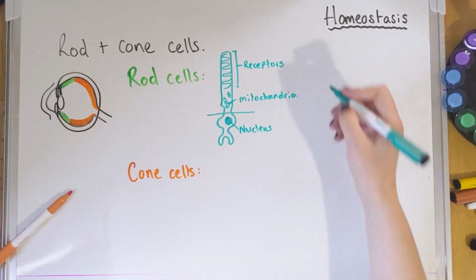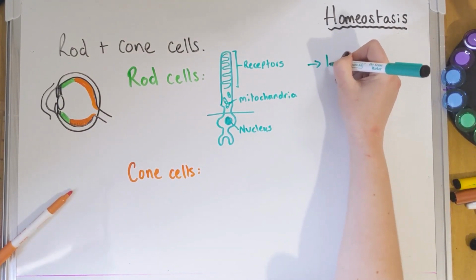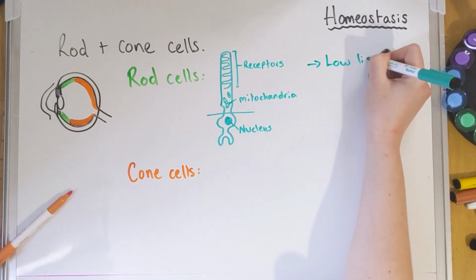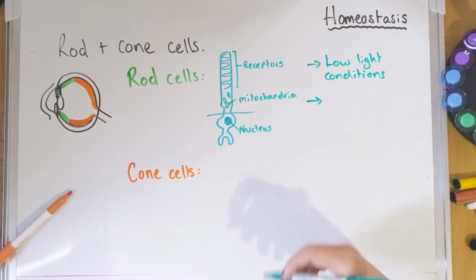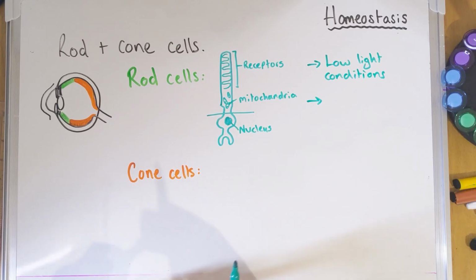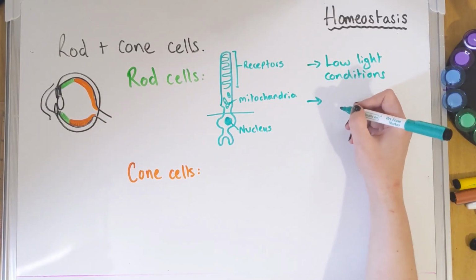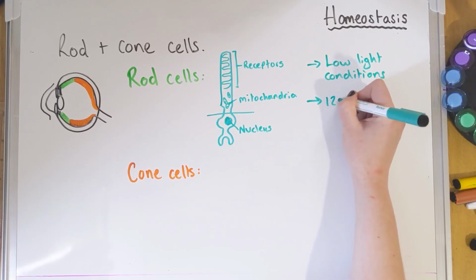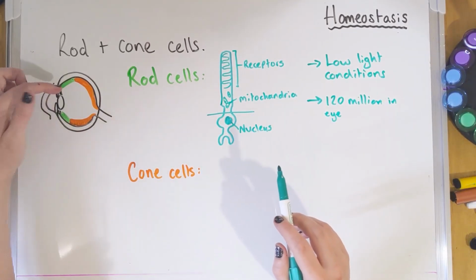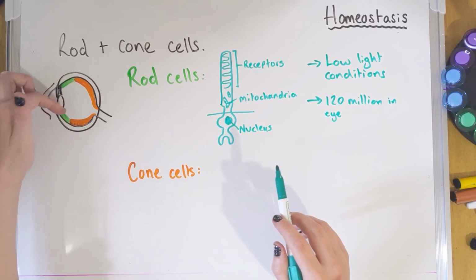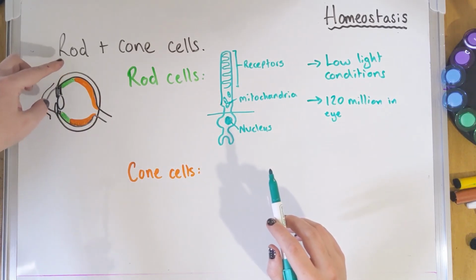So rod cells are what you use for seeing in low light conditions. These work best when the light is very, very low. They can even be triggered by one single photon, so one particle of energy that's coming from that light wavelength. They are much greater in number in your eye. You have about 120 million rod cells in your eye, and they are tucked away in the very edges of your retina in here and here.